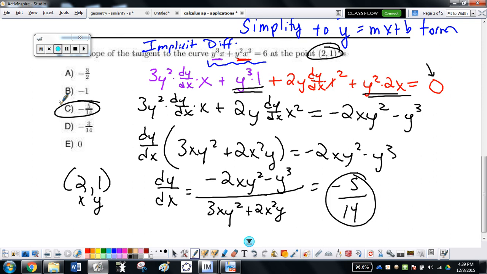So that's a bit of a time-consuming problem. So if you're stuck for time in a problem like this, implicit differentiation, it gets faster with practice, but you have to keep that in mind.